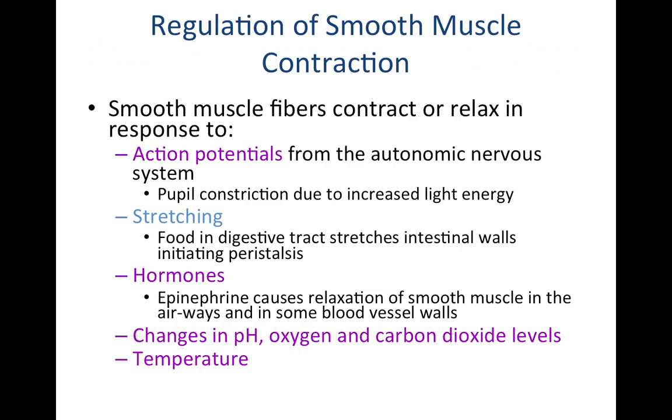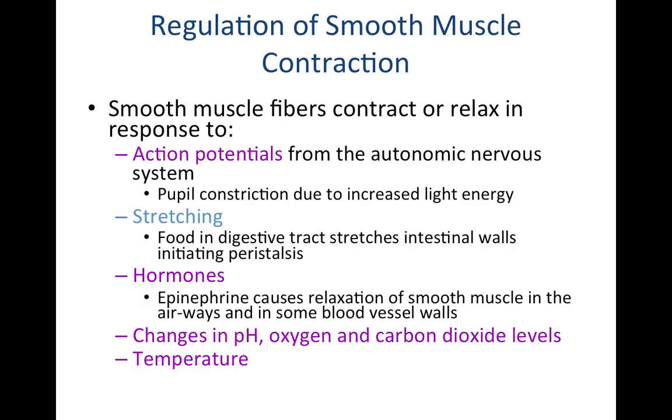In order to get smooth muscle to contract, you have action potentials from the autonomic nervous system. And so again, this is going to be different than skeletal muscle. Skeletal muscle would use the somatic nervous system. Both are branches from the peripheral nervous system. So you still get action potentials just from the autonomic side.